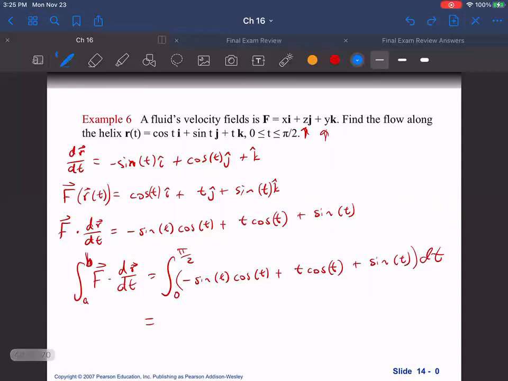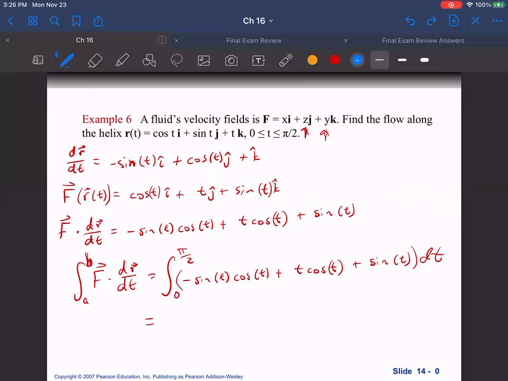Here's an example. A fluid's velocity field is F equals xi, zj, and yk. Find the flow along the helix r of t equals cosine of t in the i direction, sine of t in the j direction, plus t in the k direction, from t going from 0 to pi over 2.